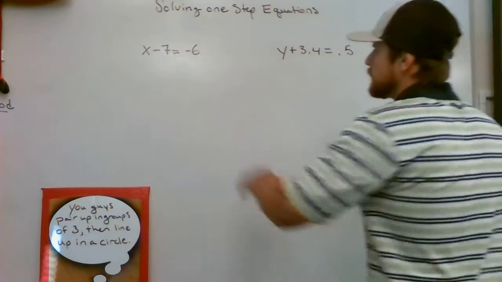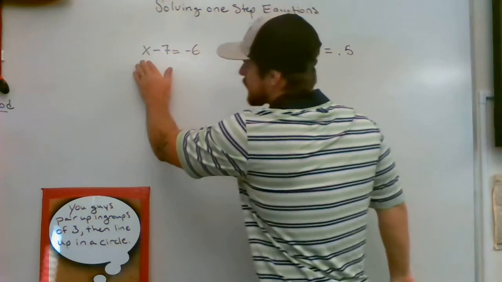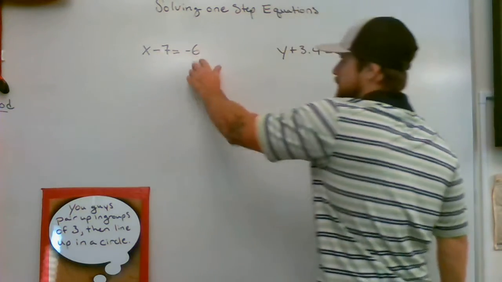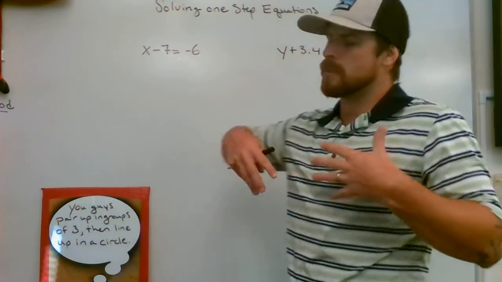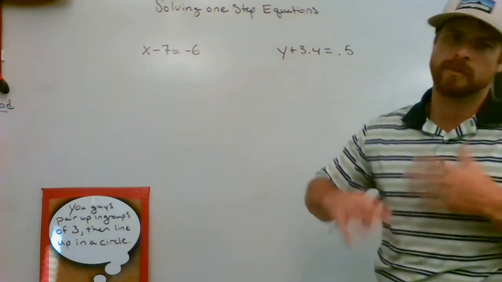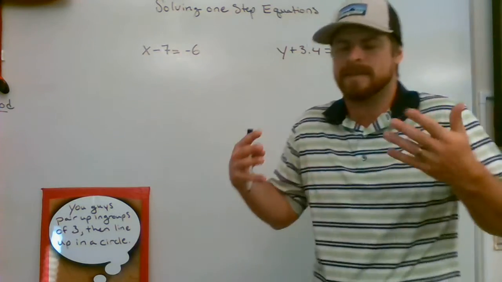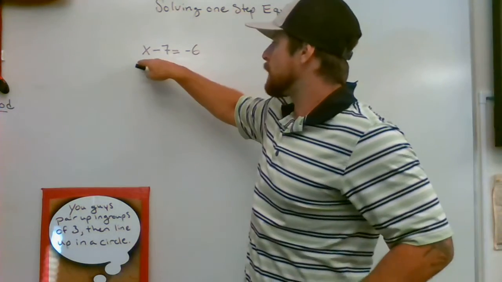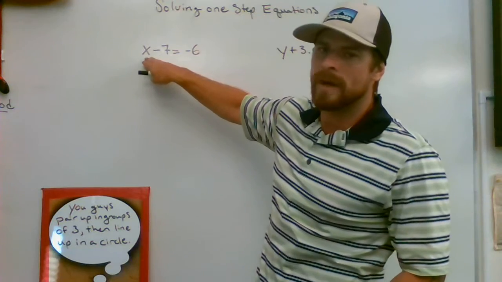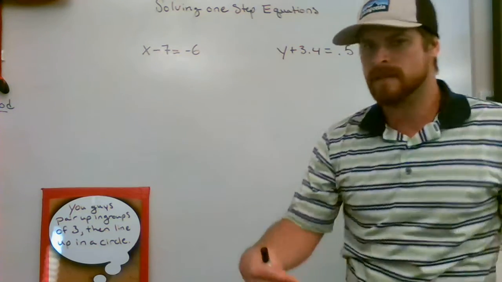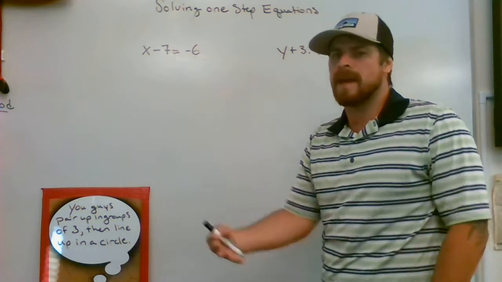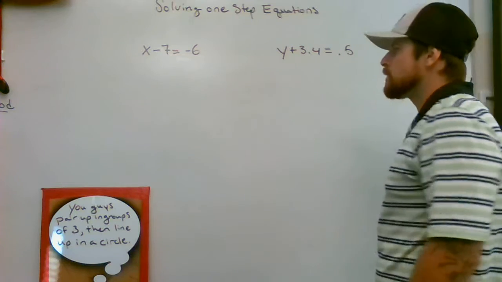Okay, so I'm looking at these two equations. One of them says x minus 7 equals negative 6. Now, by now we should all know that when we use a variable such as x or p or m or n or any letter in math, we're representing an unknown. We don't know what x is. We don't know what the value of it is. And we have to determine or figure that out through algebra, okay, using math.